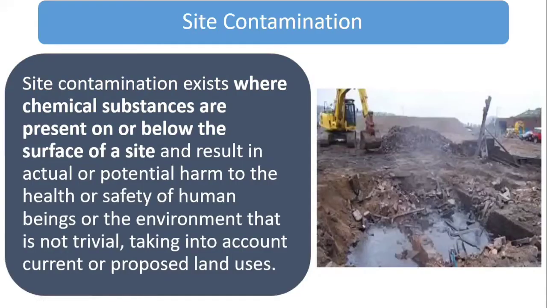Yeah, I will have a brief briefing of the site contamination. What do we mean by site contamination? Site contamination exists where chemical substances are present on or below the surface of a site and result in actual or potential harm to the health or safety of human beings or the environment that is not trivial, taking into account current or proposed land uses.